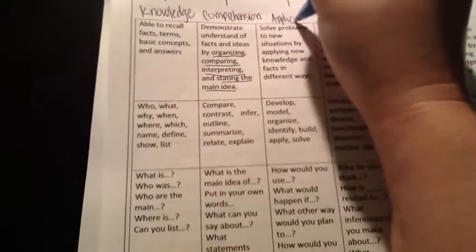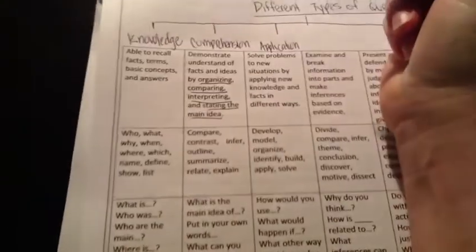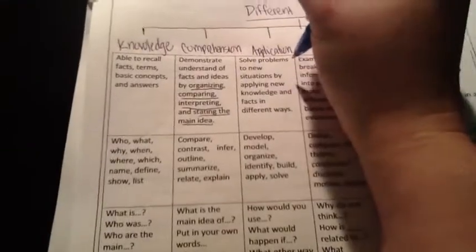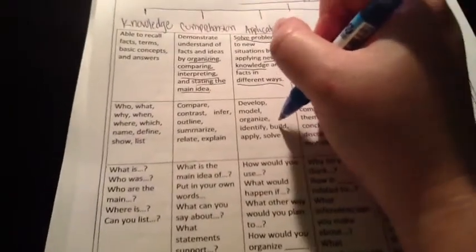Our next level of question is application. In application questions, we solve problems to new situations by applying new knowledge and facts in different ways. So in this case, we would be developing, modeling, organizing, identifying, building, applying, and solving. Here's some sample frames. How would you use blank? What would happen if blank? What other way would you plan to blank? How would you organize blank to show? And what examples can you find to blank?